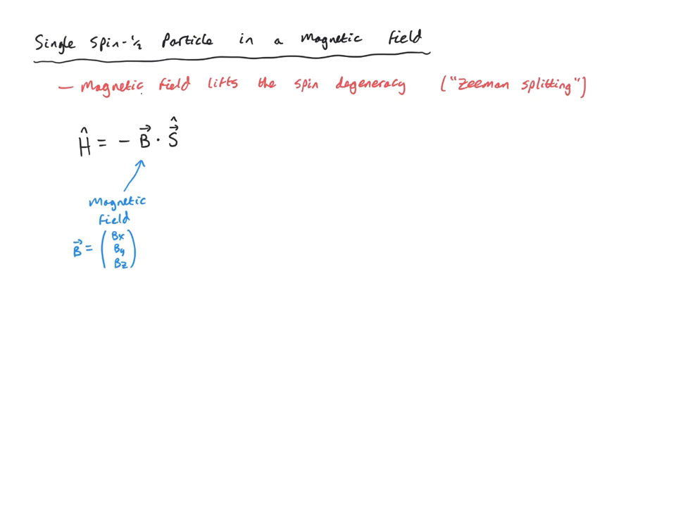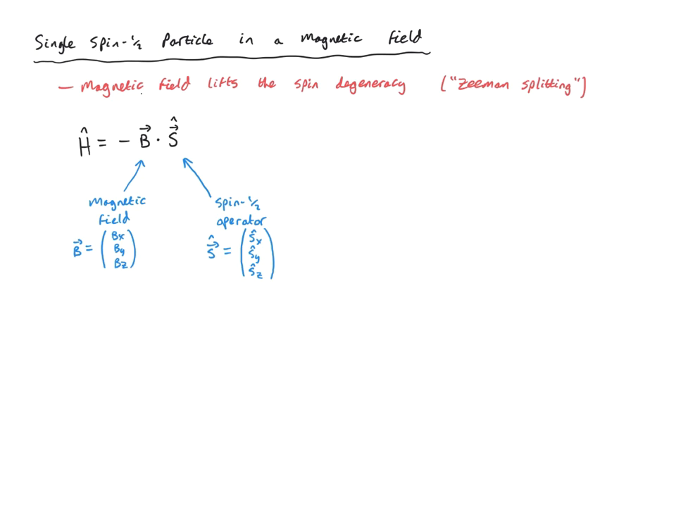B here is the magnetic field. It's a vector and has components Bx, By, and Bz. However, it is not an operator, it's simply the strength of the magnetic field at this particle's location. On the other hand, S vector hat is a spin-half quantum operator, defined in the usual way. This is the most general kind of coupling we can imagine between a magnetic field and an intrinsic spin of a spin-half particle.